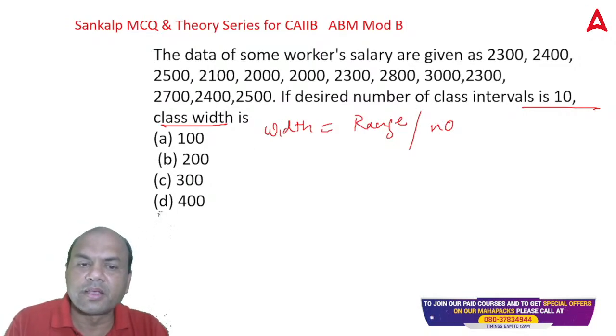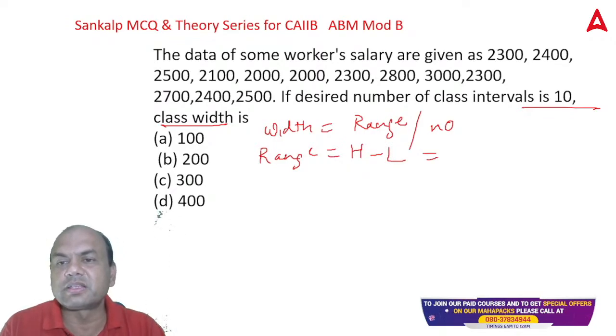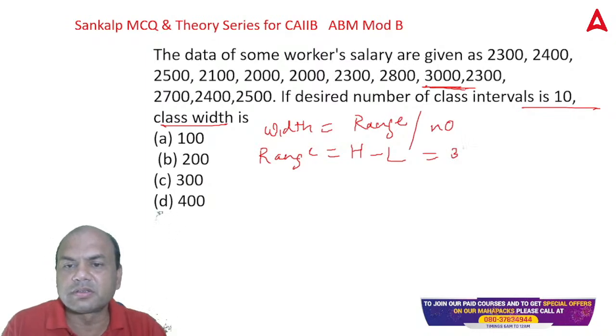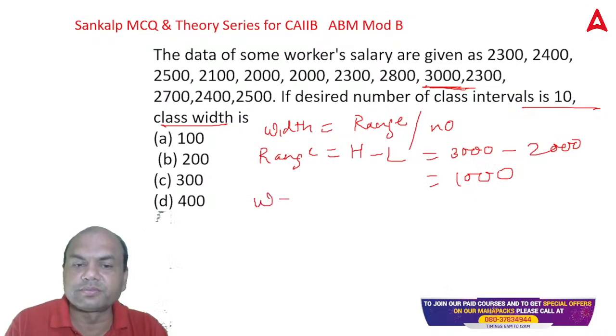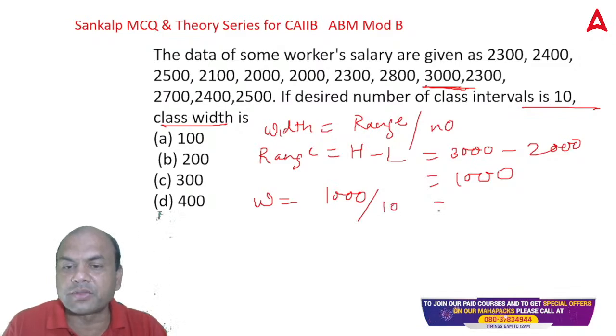What is range? Range equals highest minus lowest. What is the highest one over here? Tell me, which number is highest? This, 3000. So 3000 minus the lowest, which is 2000. So it is 1000, right? So what is my width then? Width equals 1000 upon number. What is the number? 10. So my class width will be 100. So this is my answer.